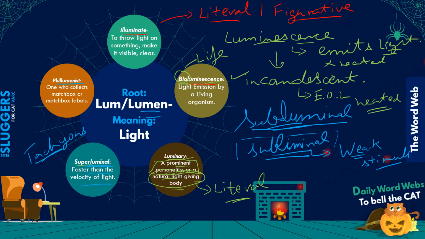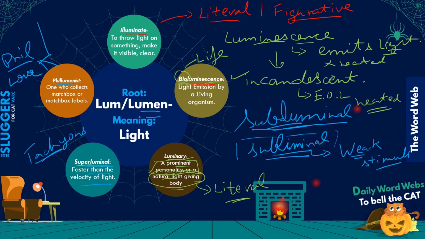Now, philumenist is a word that derives from two roots. The first root is phil, that stands for love. The second part of the word is lumen, which stands for light, obviously. So philumenist is not someone who loves light, but rather someone who loves to collect matchboxes or matchbox labels, right? Many people have this hobby of collecting matchboxes and matchbox labels. So that's who a philumenist is.